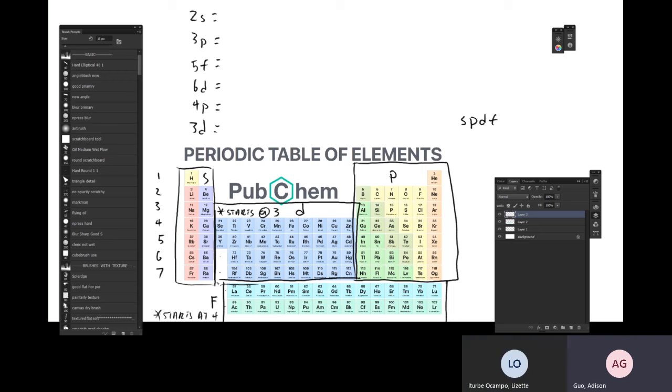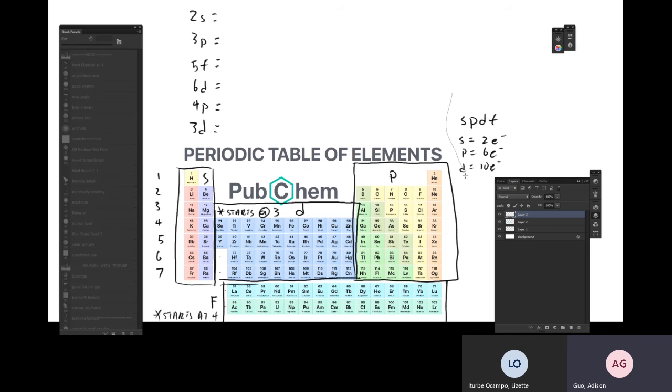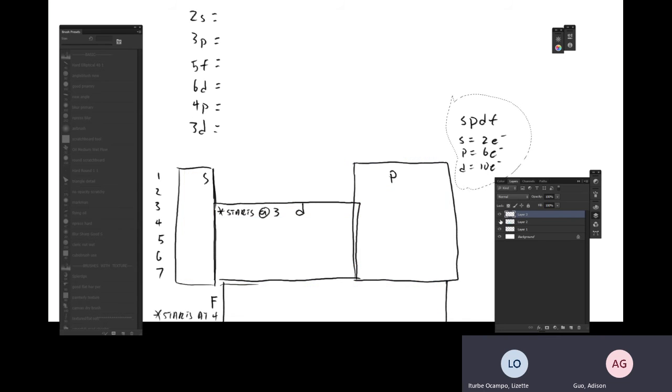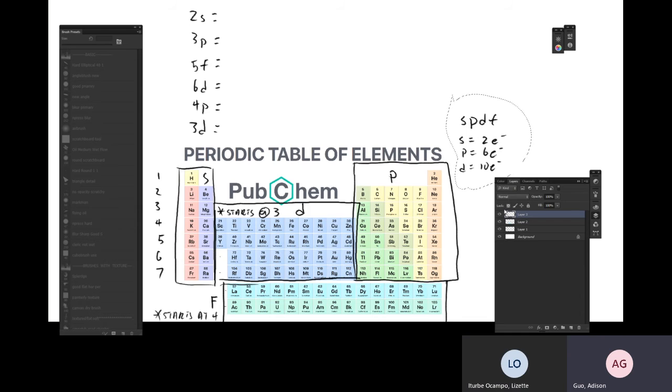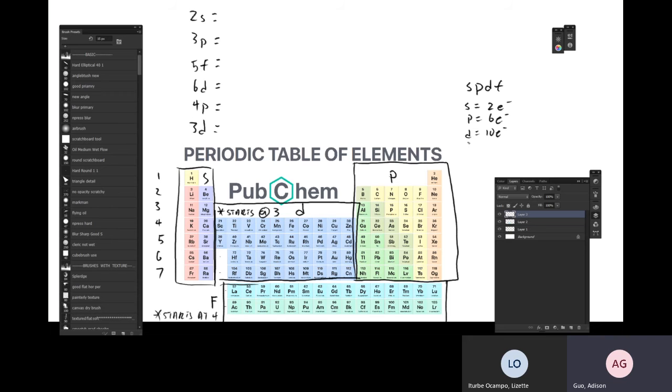As a quick explanation, the s orbitals hold 2 electrons. P orbitals hold 6 electrons. The d orbitals hold 10 electrons. And the f orbitals are going to hold 14 electrons.